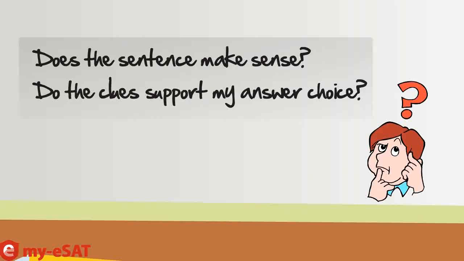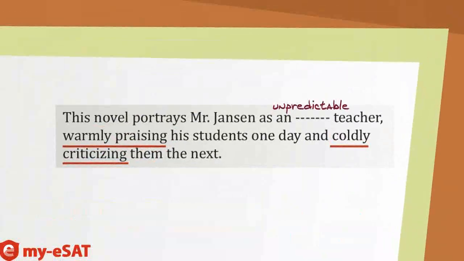Let's replay our sample sentence together. This novel portrays Mr. Jensen as an unpredictable teacher, warmly praising his students one day and coldly criticizing them the next. The sentence sounds correct. Unpredictable makes sense with our context clue.